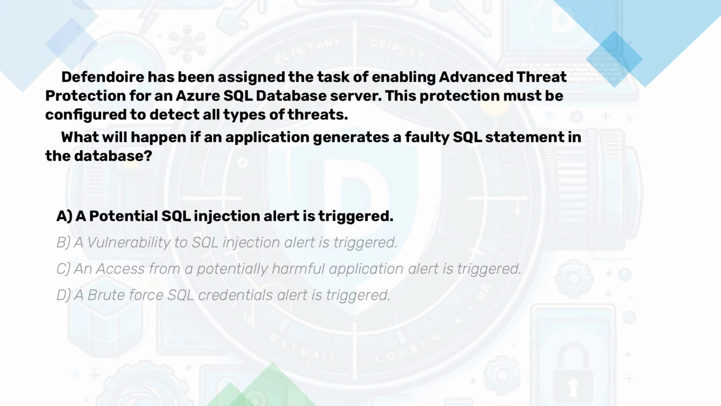When a faulty SQL statement is generated in an Azure SQL database server by an application, the Advanced Threat Protection feature within Azure detects potential SQL injection vulnerabilities. This detection is part of the threat detection process, which includes identifying SQL injection attacks, even if the specific vulnerability is not exposed yet. The alert triggers when such attacks are present, highlighting a need for further security measures to prevent malicious execution.